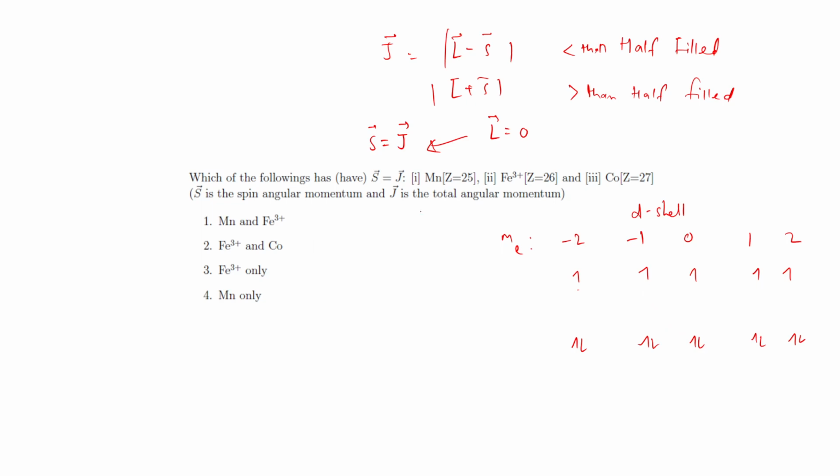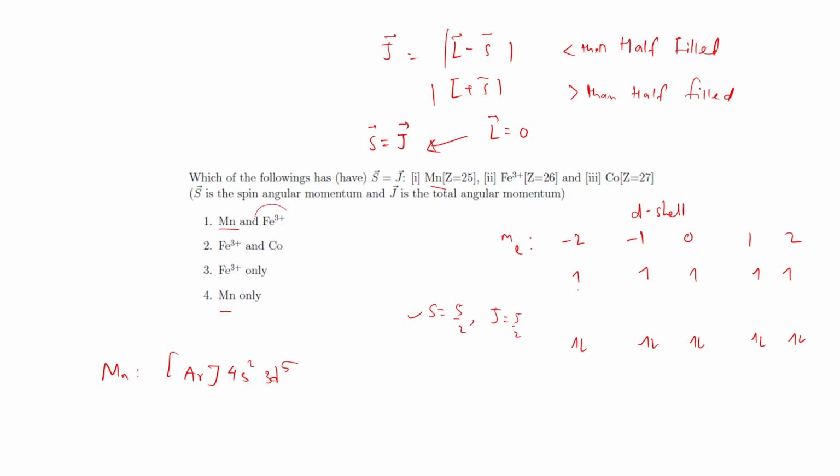So we can directly see that Mn has Z equal to 25. Mn has this configuration, just now we saw: 4s2 3d5. So Mn will have L equal to 0, but S non-zero. S is basically 5 by 2, so J also will be 5 by 2. So Mn is one of the options. So either this or this.